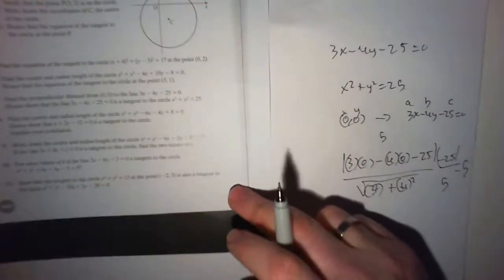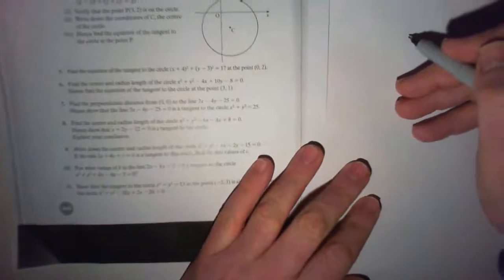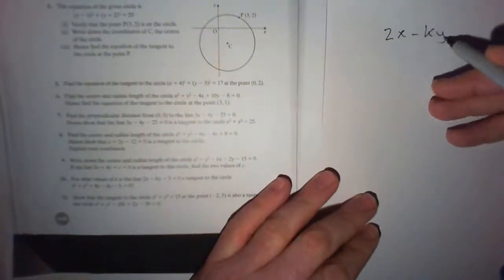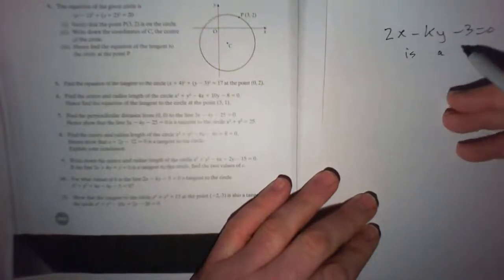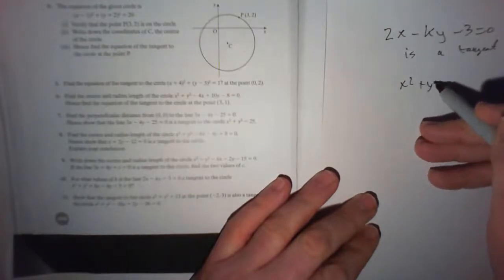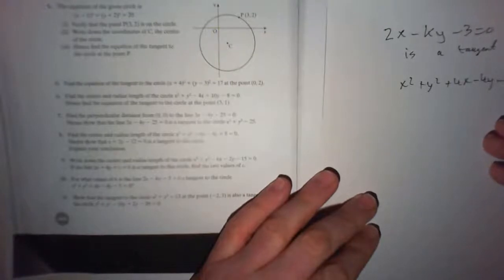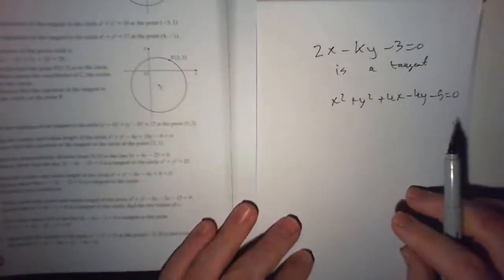So let's have a look at this one. This one's a bit tougher. We have a circle. First of all, the line 2x plus ky minus 3 equal to 0 is a tangent to the circle x squared plus y squared plus 4x minus 4y minus 5 equal to 0. And the question they're asking is, if it's a tangent, can you find the possible values of k?